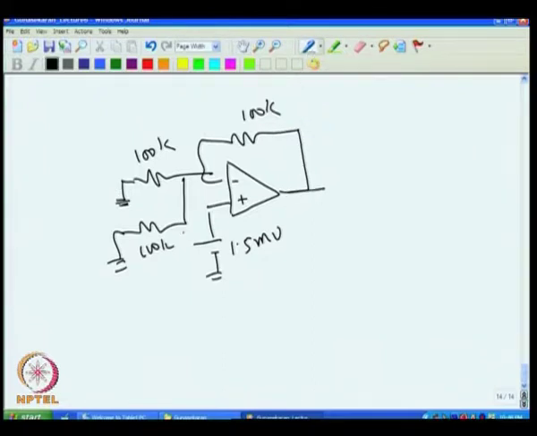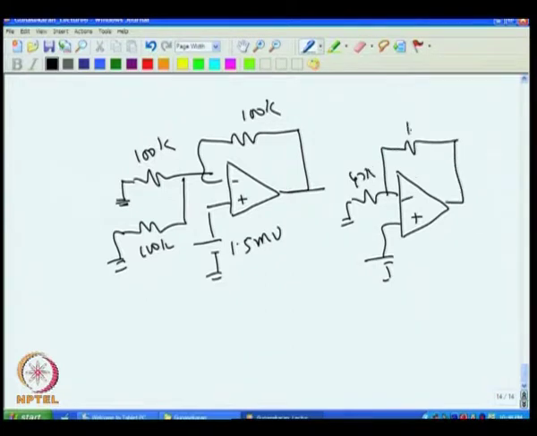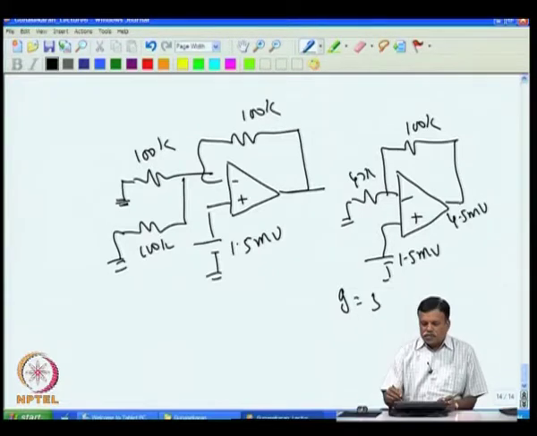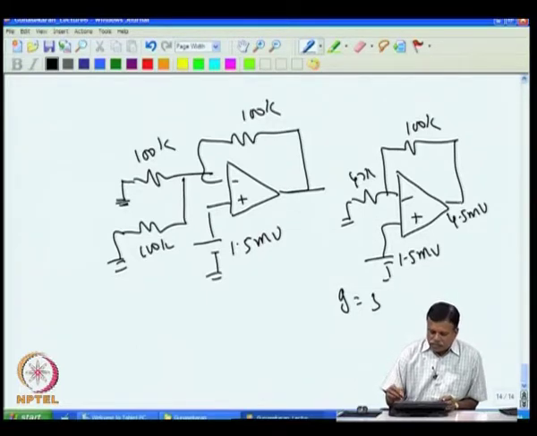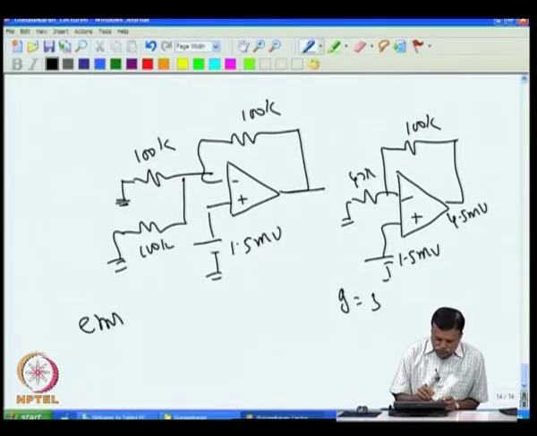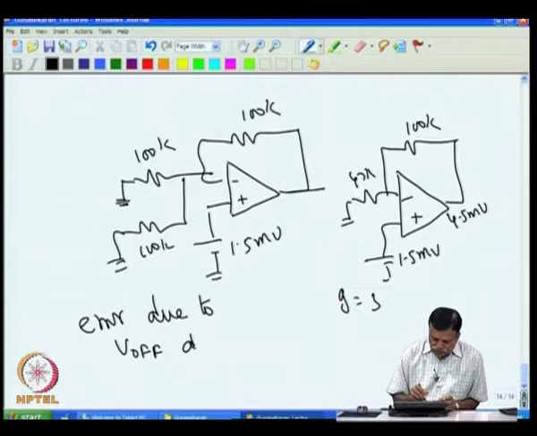Now this will give me obviously the equivalent circuit of that. If I draw, that comes like this. I have 47 k and then 100 k, that gives me gain of 3. So, 1.5 millivolt will give me 4.5 millivolt here. That means, offset voltage can give me 4.5 millivolt error at the output. That is error due to offset voltage drift. V offset drift is equal to 4.5 millivolt.